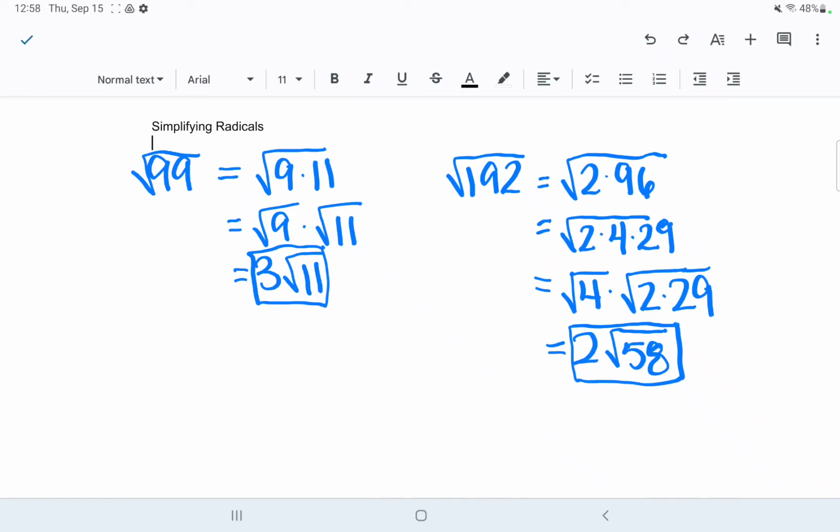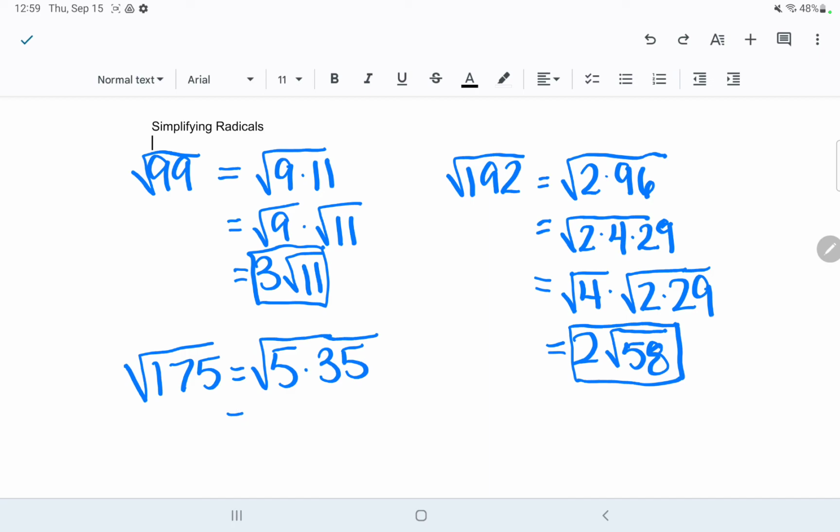And just one more of these. I'm going to look at the square root of 175. 175, I know, is divisible by 5. 5 divides into 175 35 times. And I know that 35 is 5 times 7. So I'm going to rewrite this as 5 times 5 times 7.